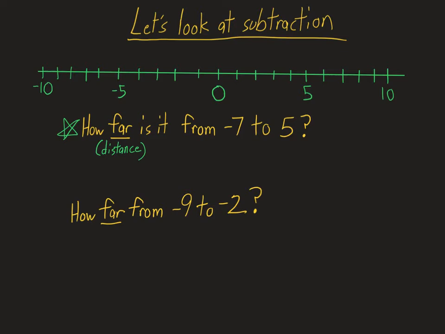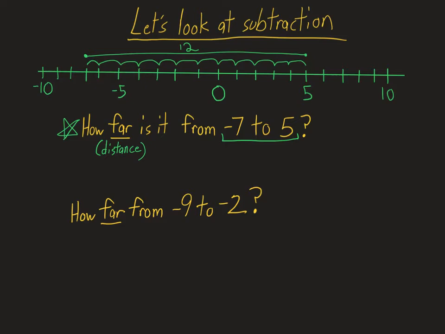From -7 right here to +5 is right here. And how far is that distance? Okay? Now we can count on the number line. 1, 2, 3, 4, 5, 6, 7, 8, 9, 10, 11, 12. So we can see that's 12 units. Now, if we didn't have the number line in front of us, could we find that just from having these numbers? And what would we do?